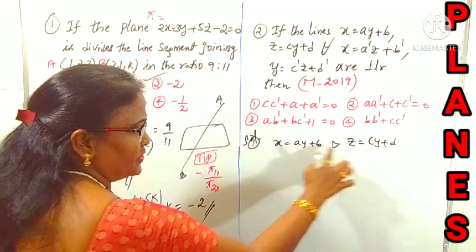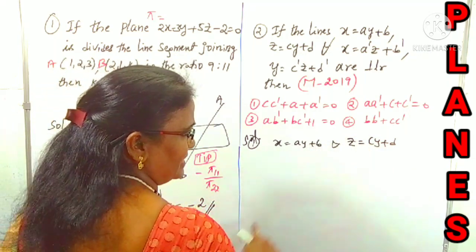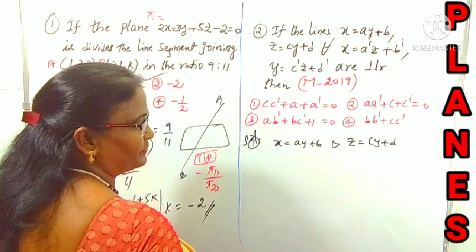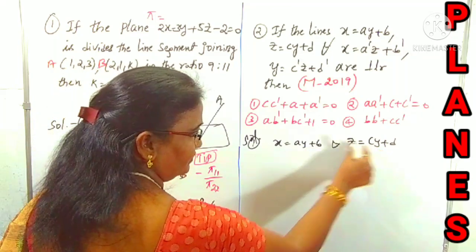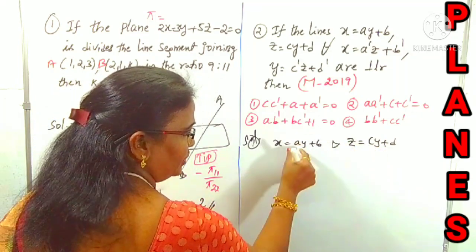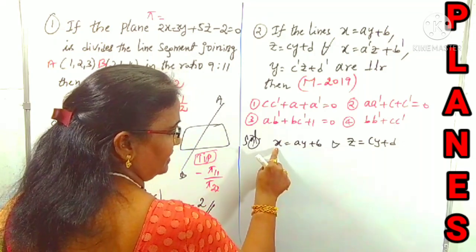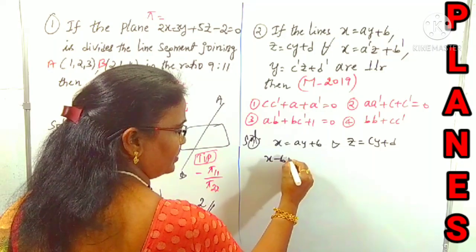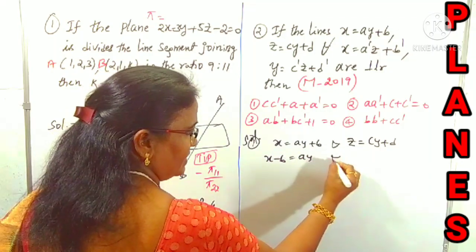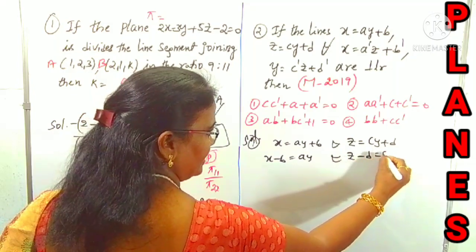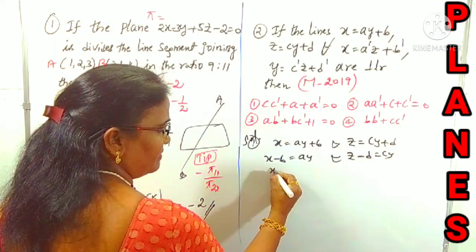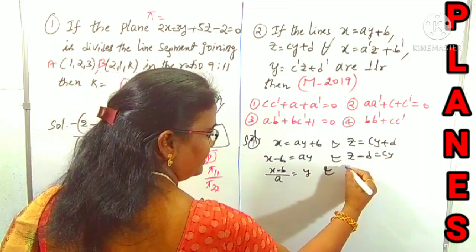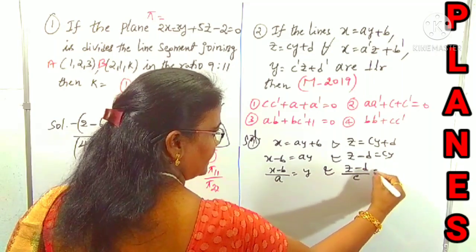So in these two equations, what is the common letter? One letter is repeated, one term is repeated. Yes, the Y term is there in both. We can write the remaining terms like this. Except the Y term, I am taking B to the left side: X minus B is equal to AY, and here also Z minus D is equal to CY. By taking A to this side, X minus B by A is equal to Y, and from this one, Z minus D by C is also equal to Y.